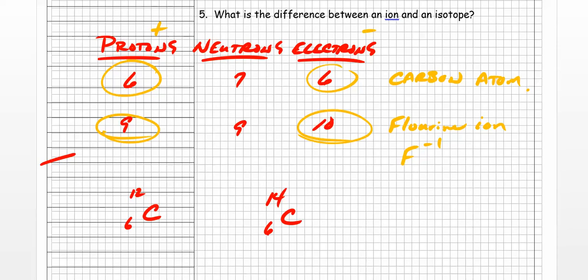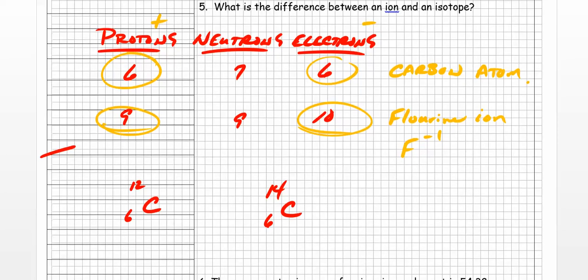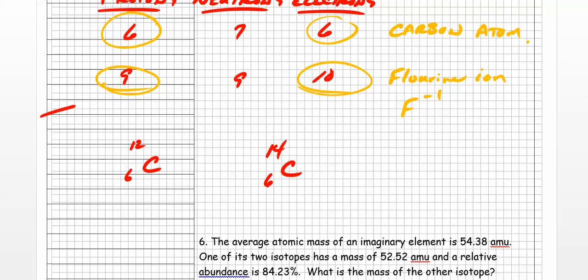So that'll do it for ions. Now let's talk a little bit about isotopes. As it turns out, isotopes have differing numbers of neutrons. Now, I'm using what's called a nuclear symbol for these two isotopes.